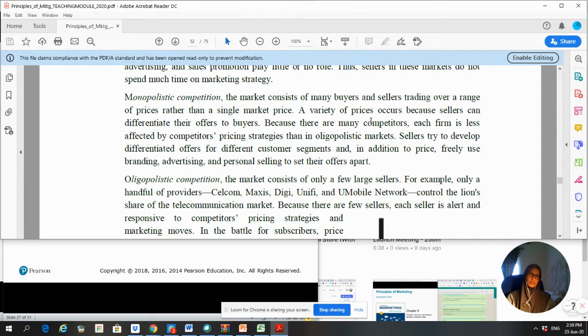We can see that like TNB, the market for the energy industry. There is no other company that offers energy to consumers in Malaysia other than TNB only. But then when we go to other countries like the US, they might have multiple companies that compete with each other to provide energy to consumers.